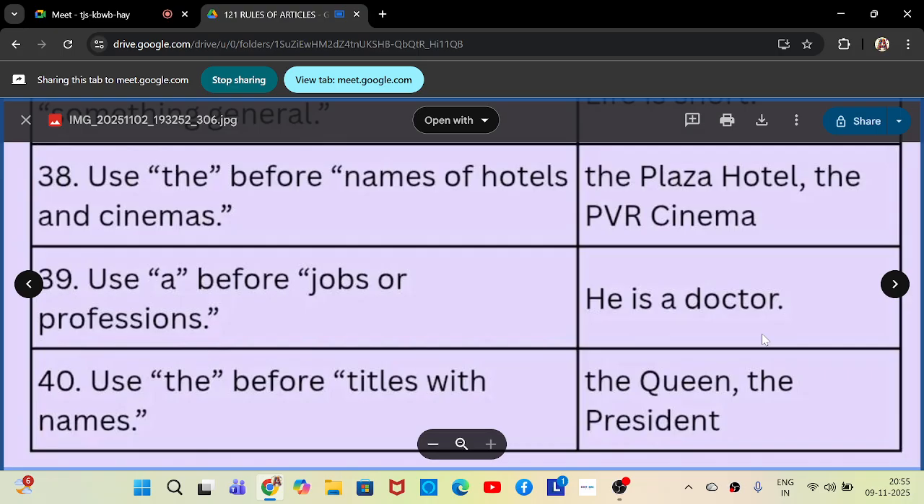So who is the prime minister of India? We don't ask that way. We ask, who is the Prime Minister of India? Who is the President of India? Okay. So who is the President of India?